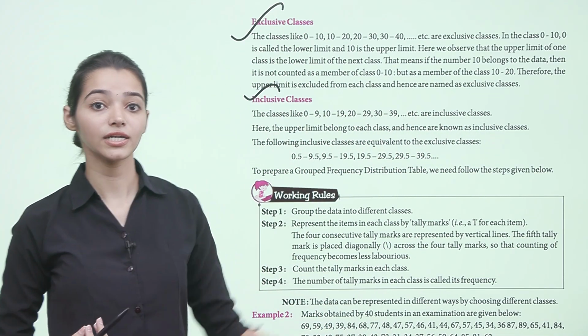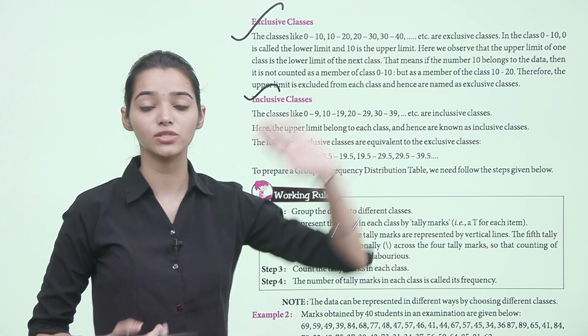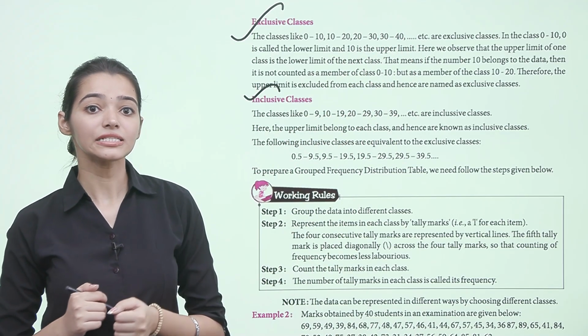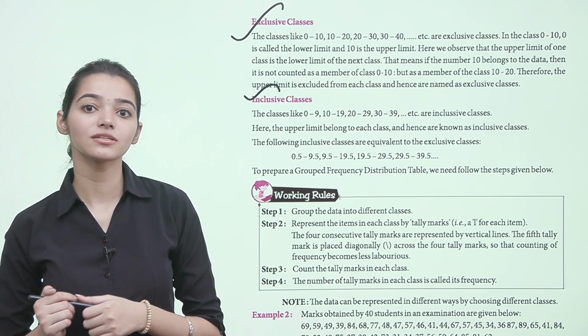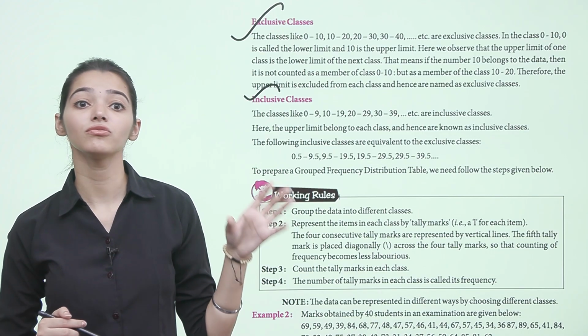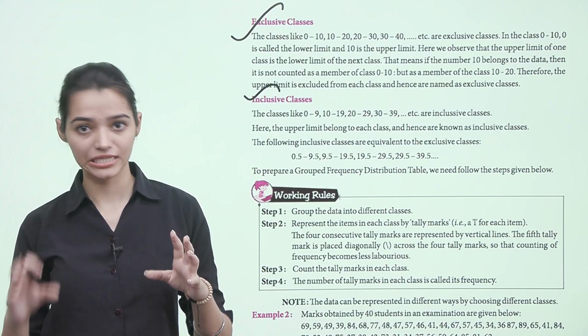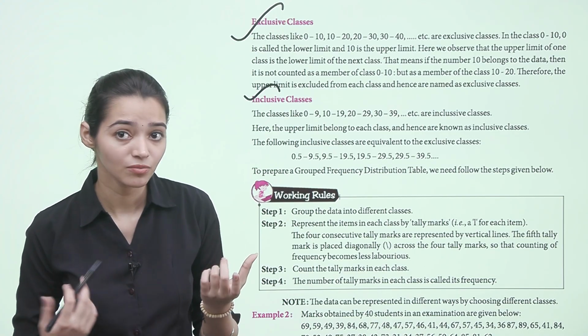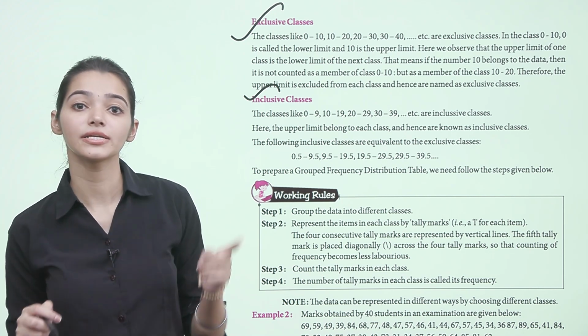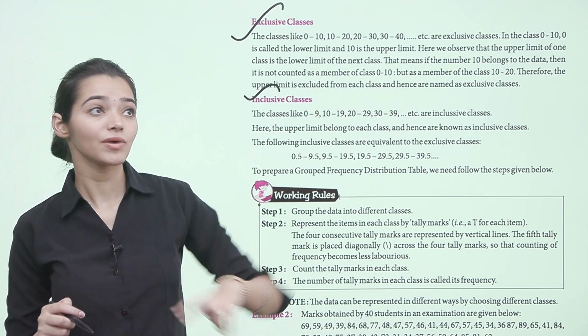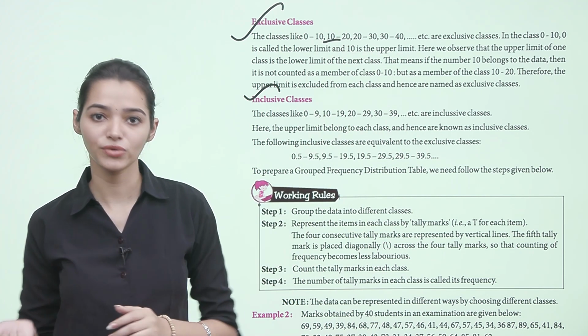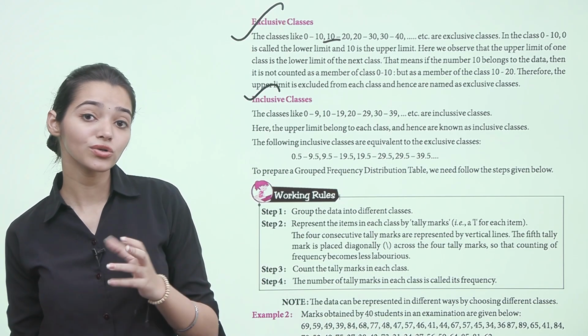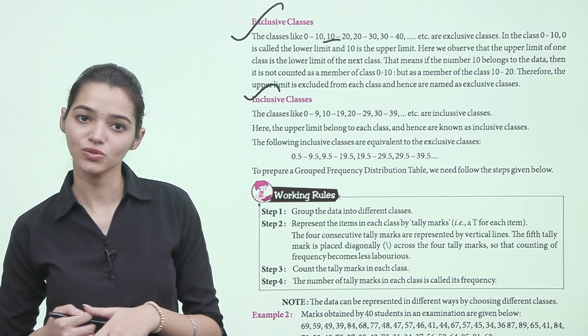Exclusive classes: 0 to 10, 10 to 20 and so on are exclusive classes. In this class, 0 is the lower limit and 10 is the upper limit. We observe that the upper limit of a class is the lower limit of the next class. That means if 10 belongs to the data, then 10 is not counted as a member of 0 to 10 but as a member of 10 to 20. The upper limit is excluded from each class and hence it is named an exclusive class.